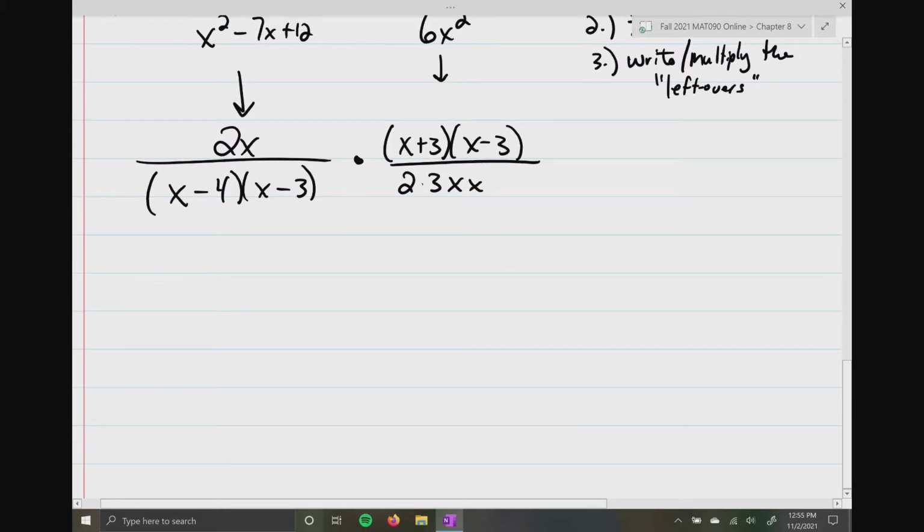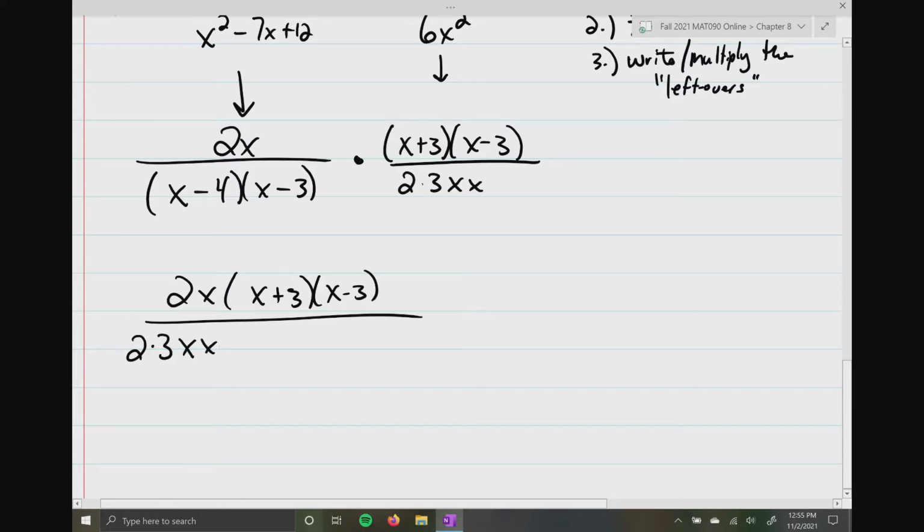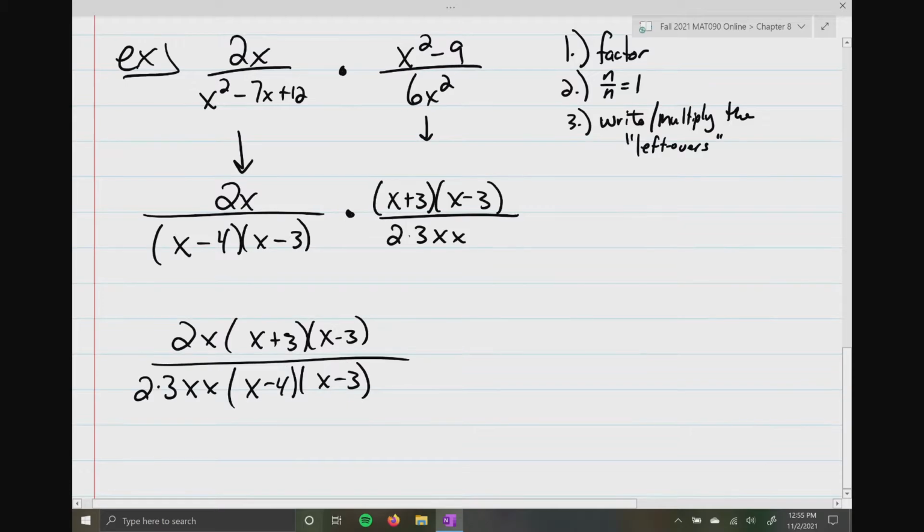And then I have 2 x's. Now, from here, I'm going to write one big numerator in order. 2x times x plus 3 times x minus 3. My denominator, I'm going to do the same thing. I'm going to write one big denominator just in order. So here I have 2 times 3 with 2 x's, and then an x minus 4 and an x minus 3. So in terms of step 1, I'm finally done. It's the hardest step. Okay?